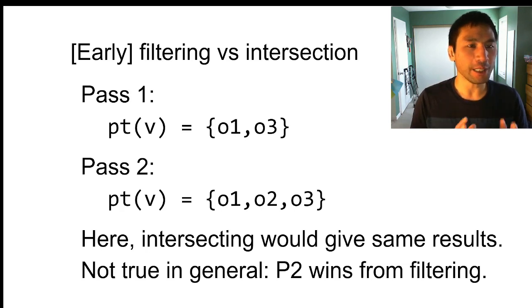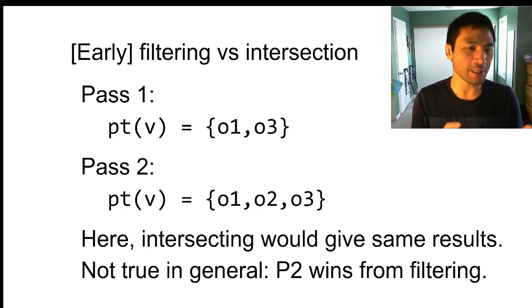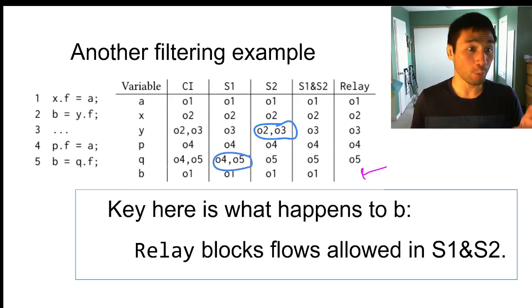So note that in this example, filtering versus intersection doesn't show up. Intersecting the results of pass 1 and pass 2 gives you the same results. In general, pass 2 can benefit from having the answers that it gets filtered. And I think we see that on the next slide. We do.